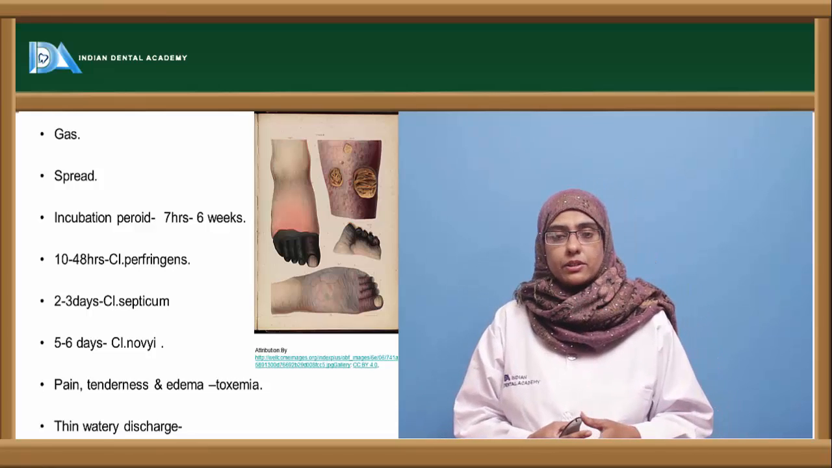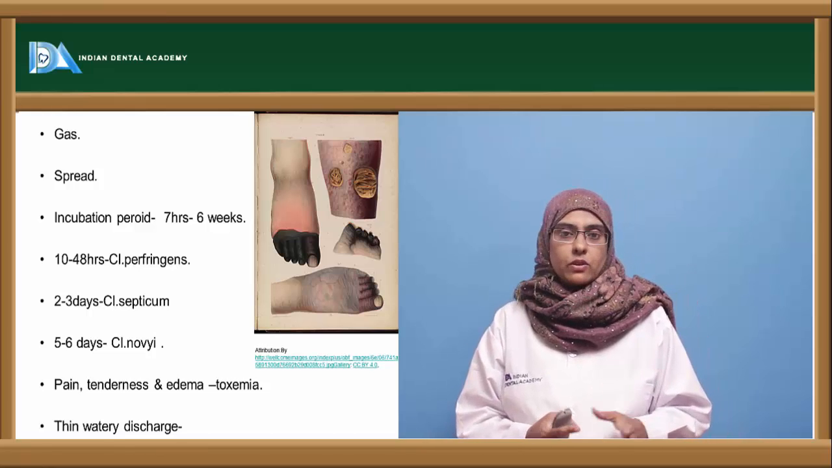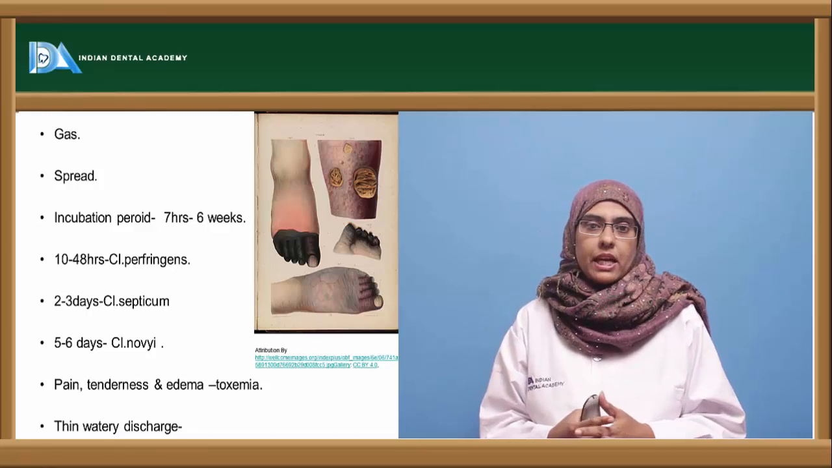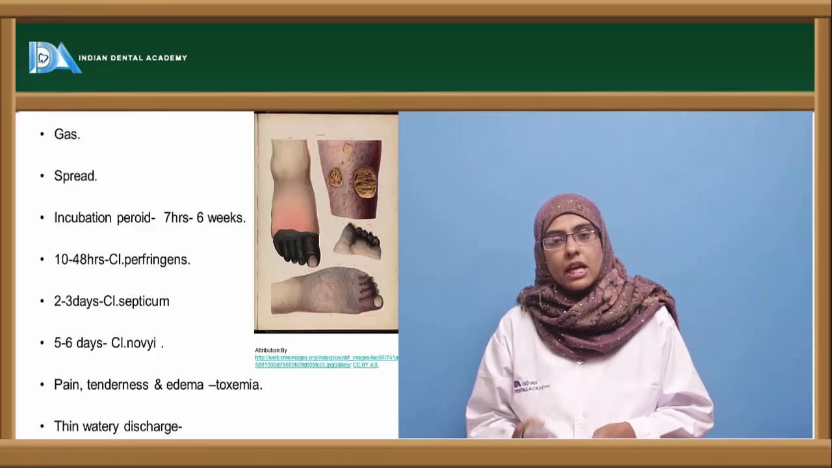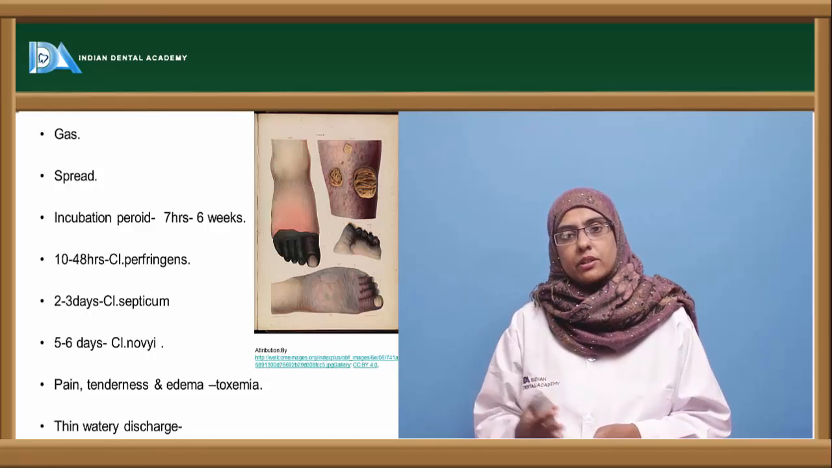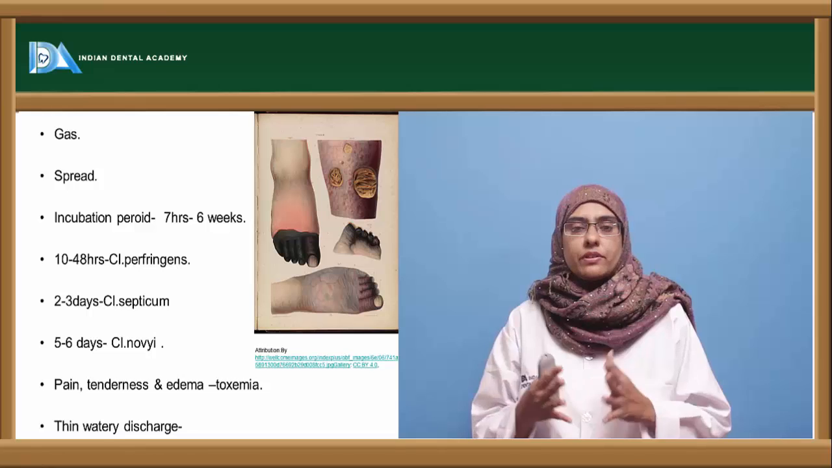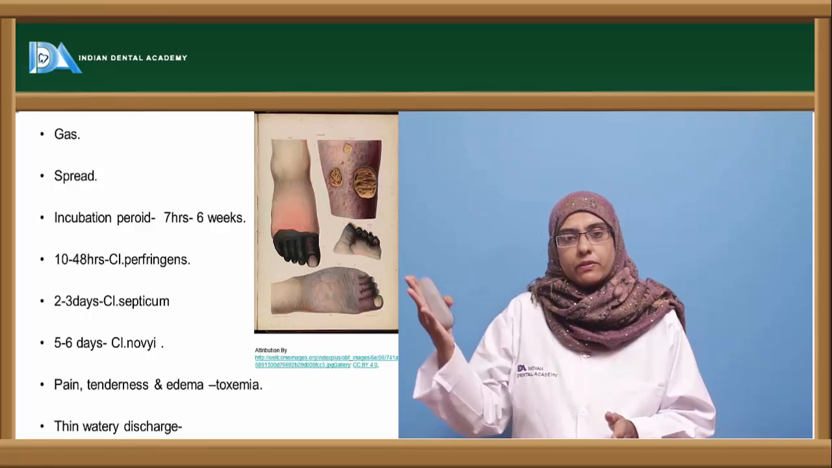And the symptoms associated with this are pain, tenderness and edema in case of localized wound infection, and in case of systemic infection you can see toxemia, that is, the presence of toxin in the blood. Now when the toxin has the ability to enter into the blood, it can cause the destruction of different tissues that are present in the body, that is, the spread of the infection.